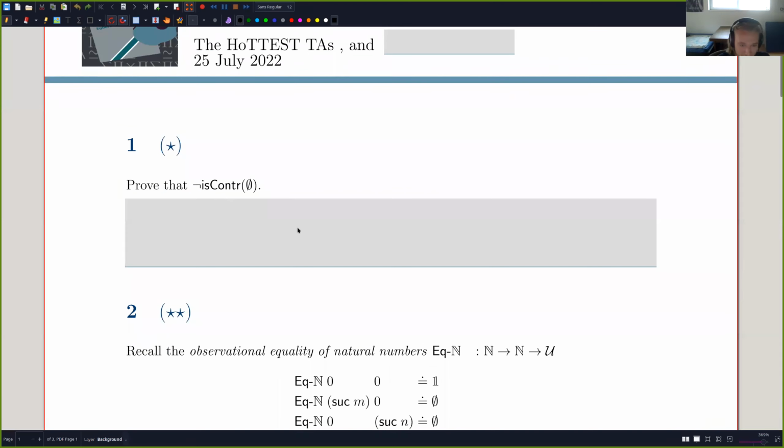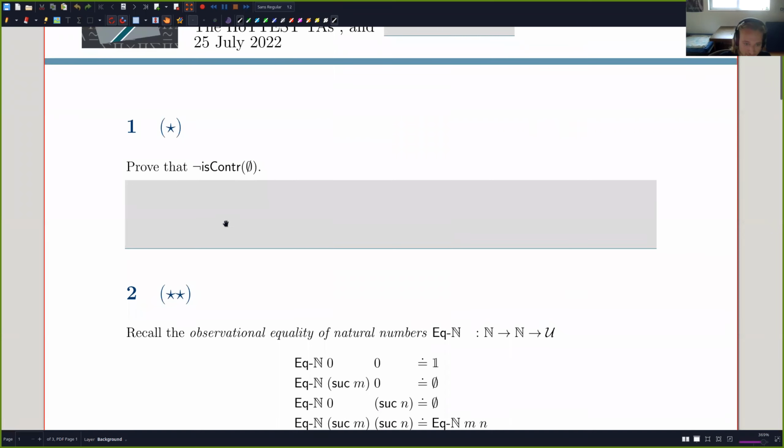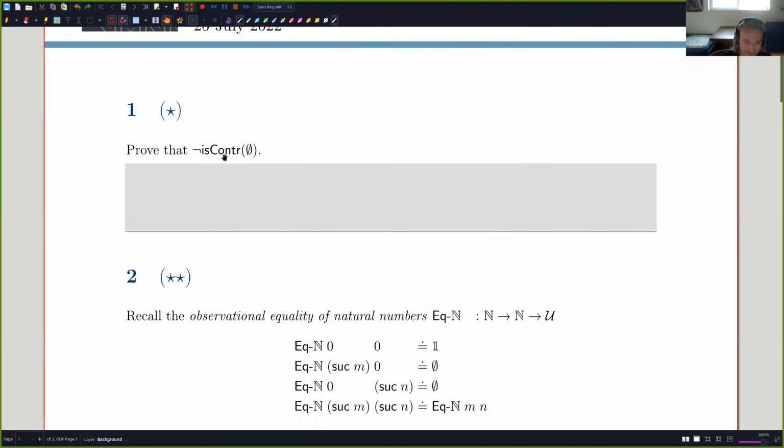Today's problems are about yesterday's lecture, where we talked about contractibility and fibers. Contractibility is a very important concept. Contractible types are, in a sense, the most simple ones because they have only one element up to homotopy, and we actually know that they have an element. Here we want to prove that the empty type is not contractible, and the idea is to use that contractibility means that the empty type has an element.